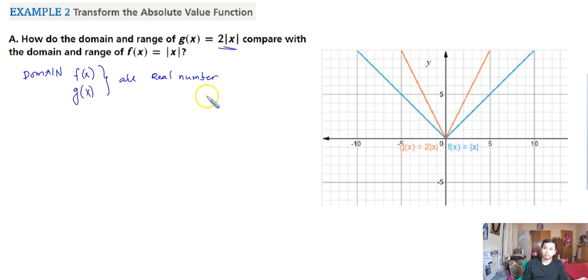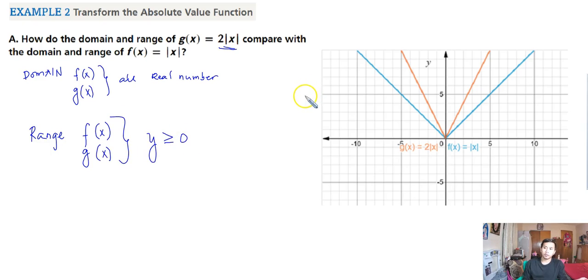Okay, so I'll repeat that. So your domain is all real numbers, and the range of both f of x and g of x would be y is greater than or equal to 0. So the domain and the range of the function g are the same as those of the function f.